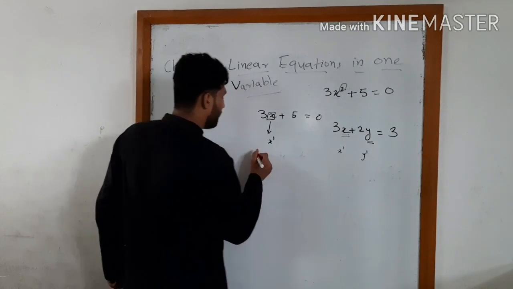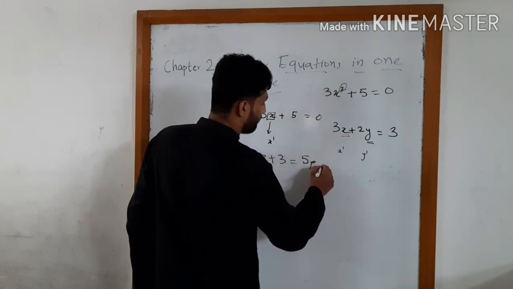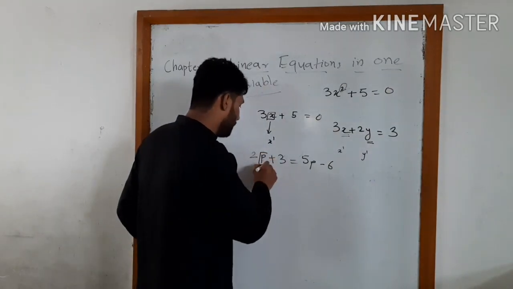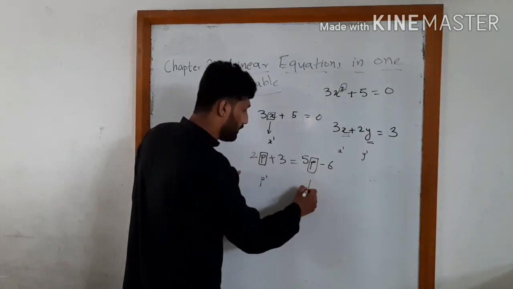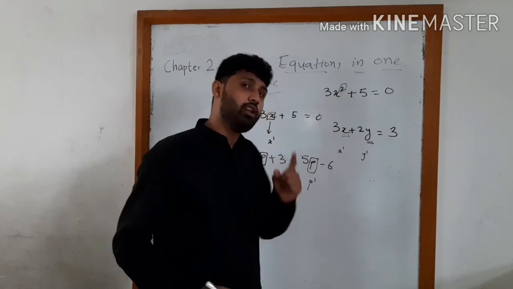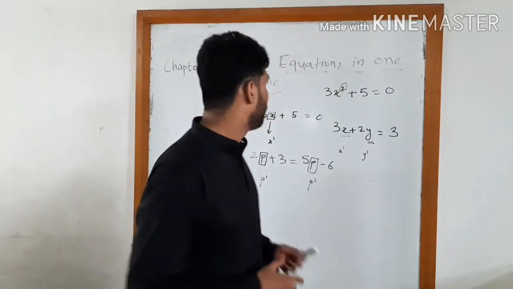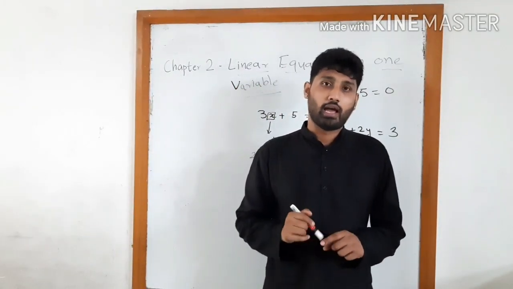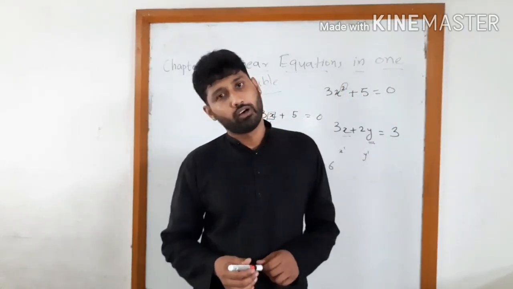So if I have something like 2p plus 3 is equal to 5p minus 6. Suppose this is an equation, right? Now you see you have only one variable p and this is p raised to 1. So the power of the variable is 1 and there is only one variable. So this is also a linear equation in one variable. I hope now the meaning of the chapter linear equations in one variable is clear for all of you. And today we will be solving some more equations and then we will be moving on to the word problems.